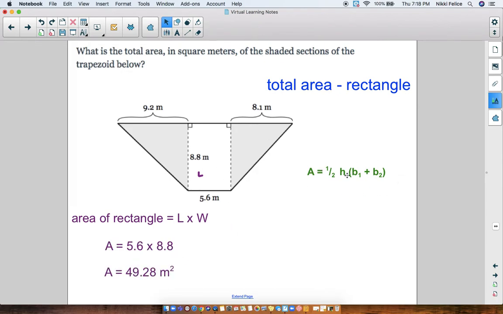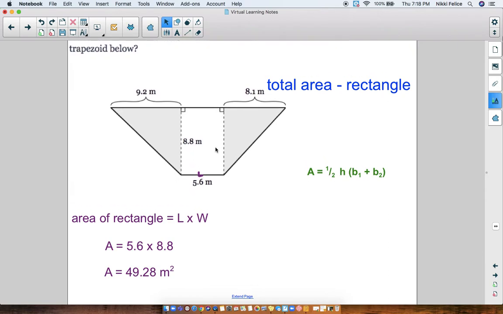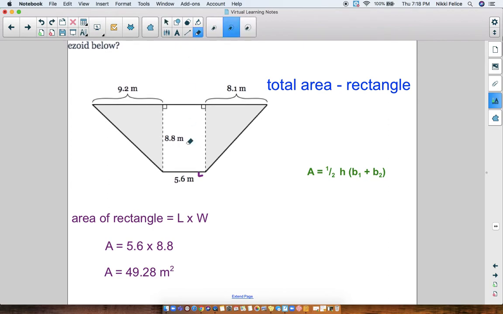So we know the area of a trapezoid is 1/2 times the height times base 1 plus base 2, right? I'm just going to move this up here, out of the way. So base 1 in this problem would be 5.6 meters. What's base 2, though? Well, if this base is 5.6 meters, then that means this part also has to be 5.6 meters. So if I wanted this entire base, I would add 9.2 plus 5.6 plus 8.1. I would just add these three together to figure out what is that entire base. And if I add those three numbers together, I get 22.9. So that's base 2.